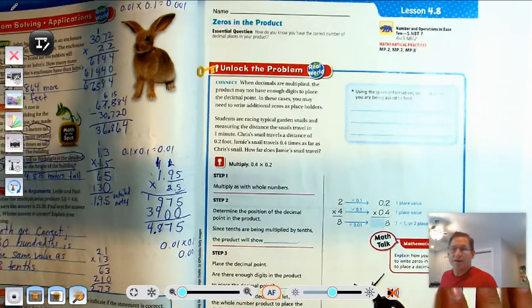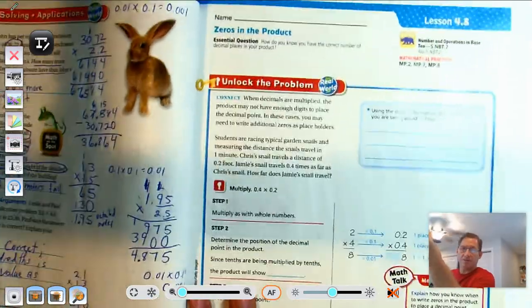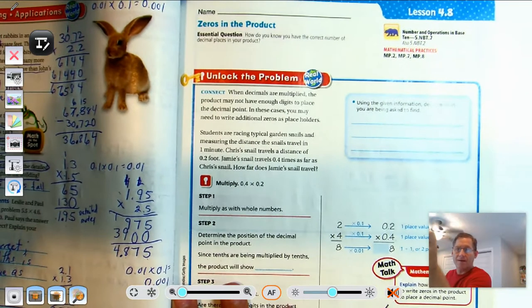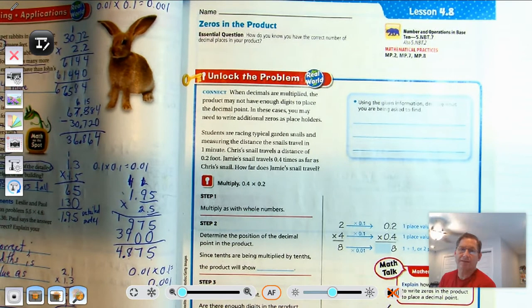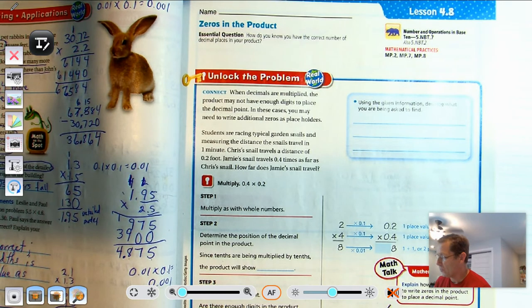Hello, everybody. Okay, so we're going to finish up our discussion of chapter 4 today. And our last lesson is zeros in the product. Our essential question is how do you know you have the correct number of decimal places in your product? We're on page 197 of the fifth grade Go Math textbook.